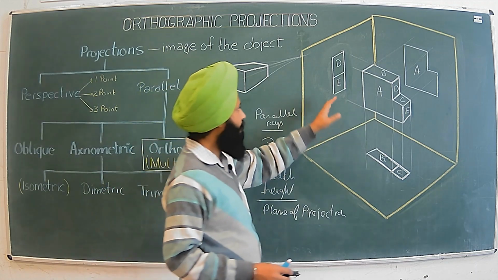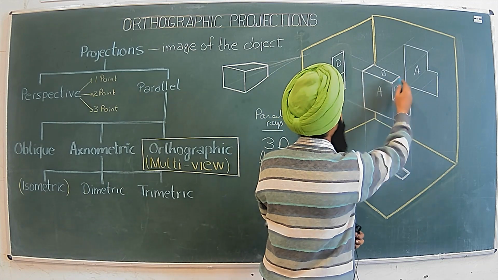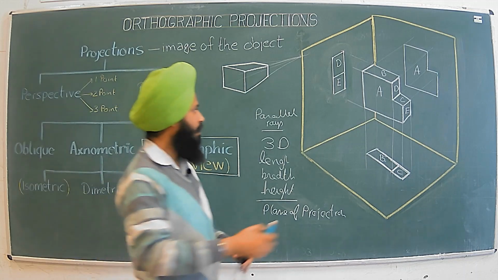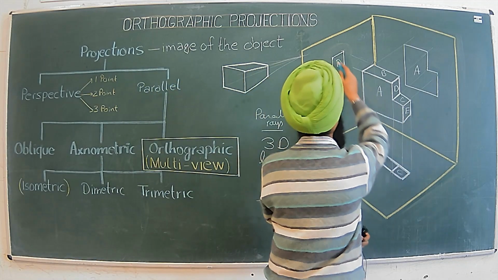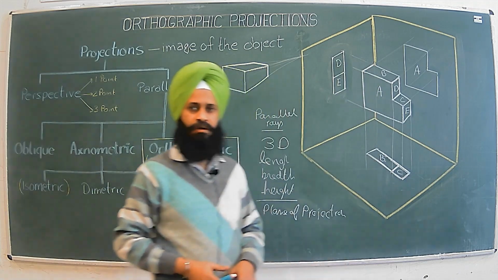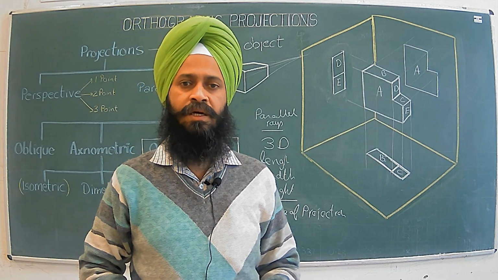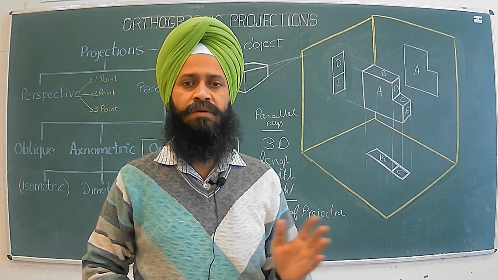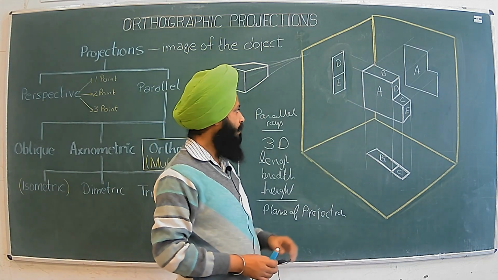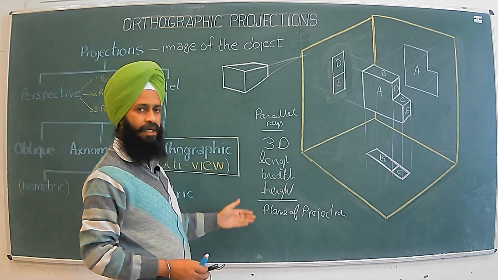Here we can see that if we see from this side, this is the shape which appears. If we see from this side, this is the shape that we can see, and this is the shape that appears from the top. So generally we are having the image of the object as seen from different views, different points. For these we have three things: parallel rays, the object and the plane of projection.